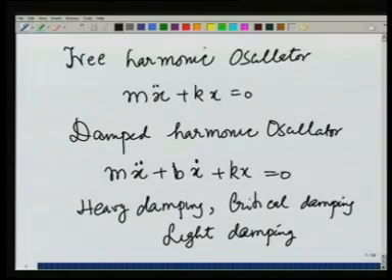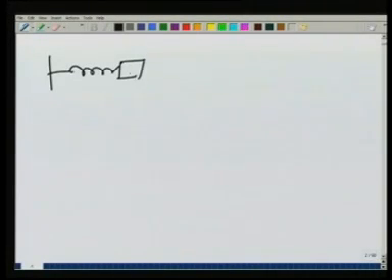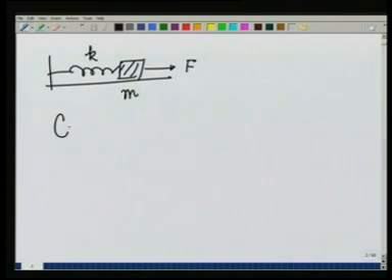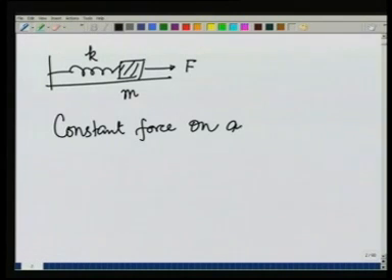In today's lecture, we are going to look at another aspect of an oscillator, and we are going to ask what happens if I apply a force on the oscillator in addition to it being subjected to a force by the spring and its mass being m. The simplest case is that of a constant force on an oscillator, and you already know the answer.